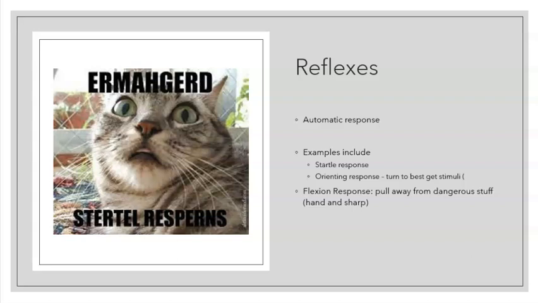Now, the final type of reflex would be a flexion response. This is where you naturally pull your body away from a dangerous thing, whether it's something sharp or maybe something hot. For instance, when you're petting a cat, sometimes there are cats where you get three good pets in and then they turn and they're going to bite you. And so you have this flexion response that automatically pulls your hand away from that dangerous, sharp little mouth.